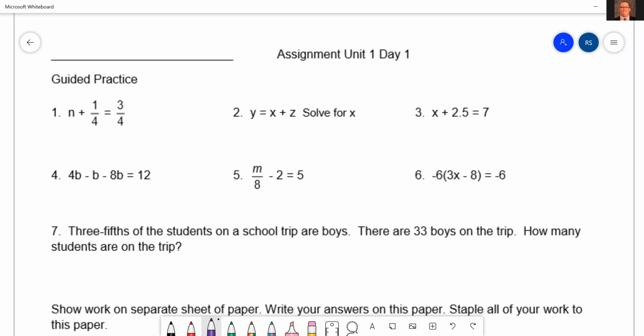So virtually, for the virtual learners, what I would highly, highly recommend is trying to work ahead of me. And what I mean by that is try to predict what I'm going to say before I even say it. For instance, number 1, what do you think we would do to solve that equation?